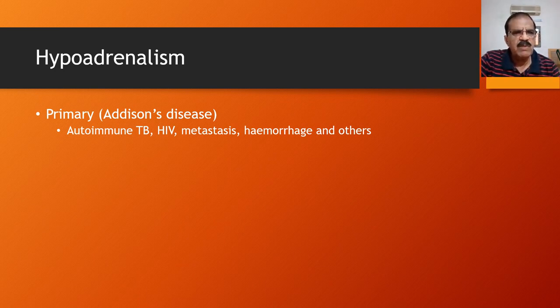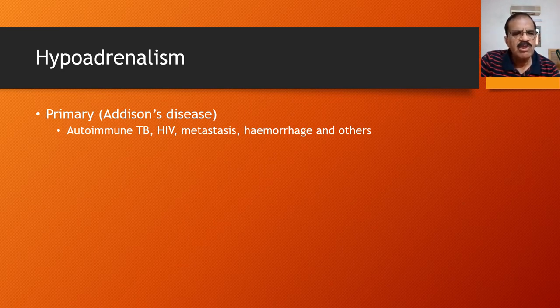In the West, it is mostly an autoimmune disease, and autoimmune disease may be very selective. It may destroy just the cortex, preserving the adrenal medulla. But sometimes other infections like tuberculosis, HIV infection, metastasis, or hemorrhage and others may destroy the adrenal gland completely.